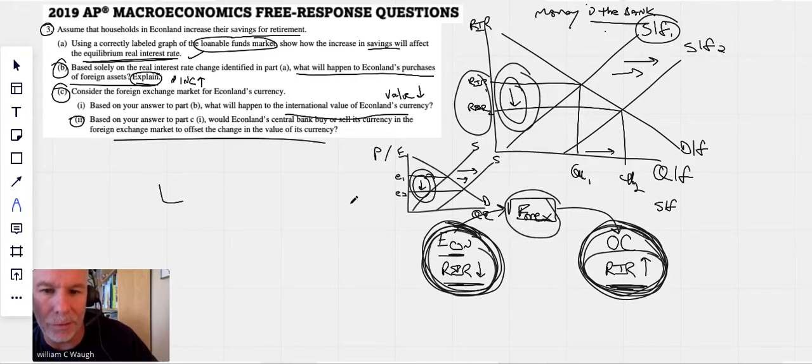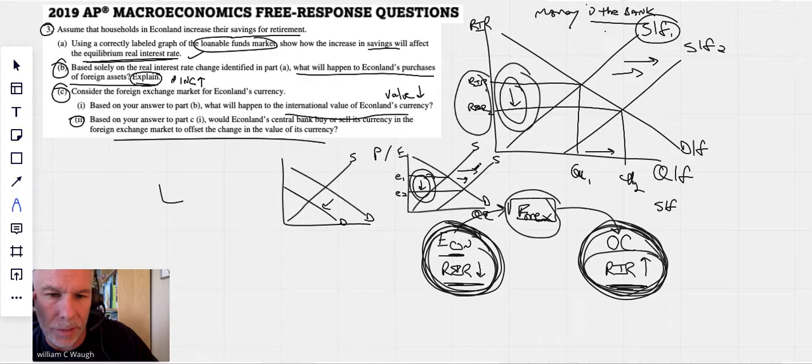Again, just like with loanable funds, though, you could have shown the demand decreasing. If the value is decreasing because the supply is increasing, it must also imply that the demand could be decreasing here, showing the value going down. Now, either one of these is totally correct for the College Board.